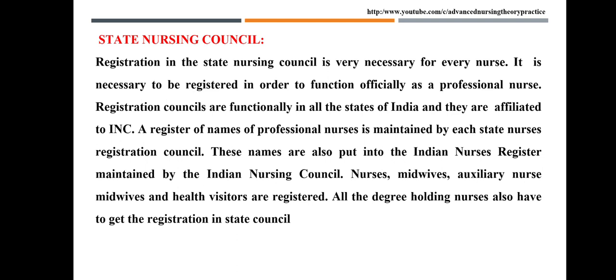In state nursing councils, we see that they usually have a register on which the names, phone numbers, or we can say contact addresses of professional nurses are maintained. And these registers are meant to keep a track record of each and every nursing professional. These names are also put on the register maintained by Indian Nursing Council through NRTS that has been recently launched.